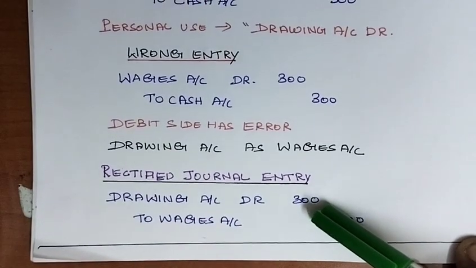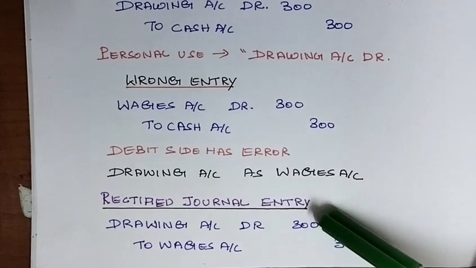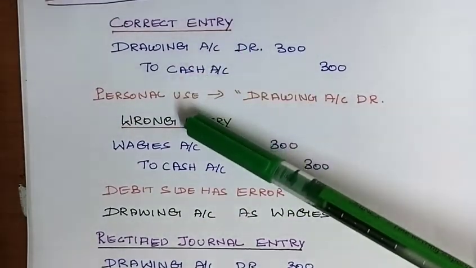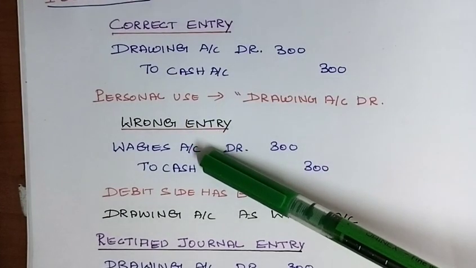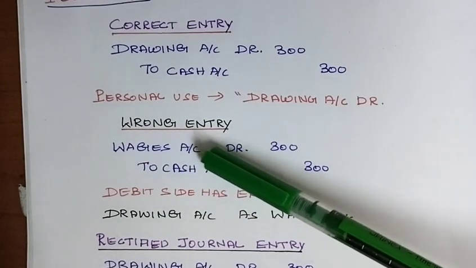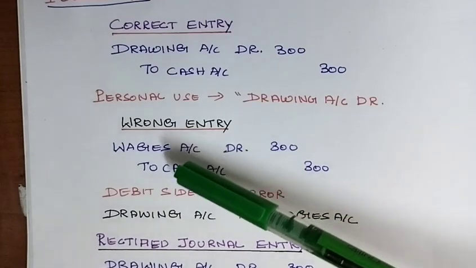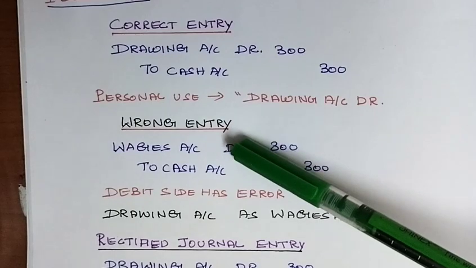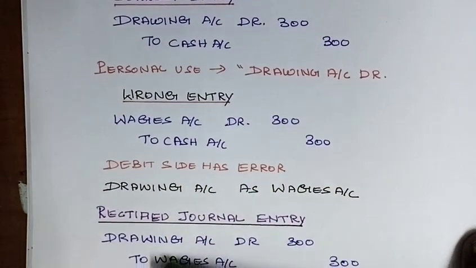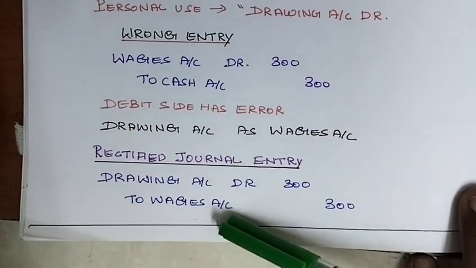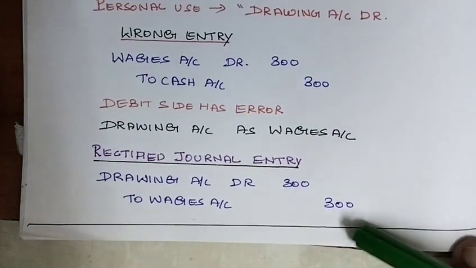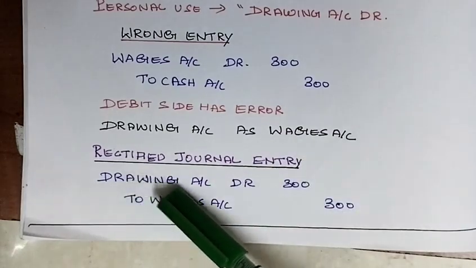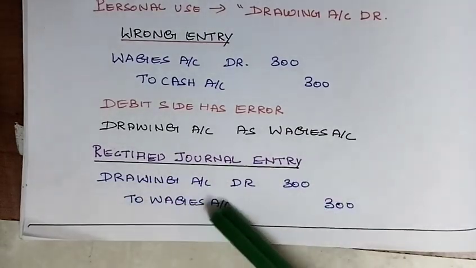Then you have to enter the error account. Which is the error account? Instead of drawing account, an accountant wrongly entered the wages account. So wages account is the wrong entry. Where is wages account? Wages account is on debit side. We have to credit it. Okay, so to wages account 300 rupees. We credited the wages account. So the rectification journal entry is drawing account debtor 300 rupees to wages account 300.